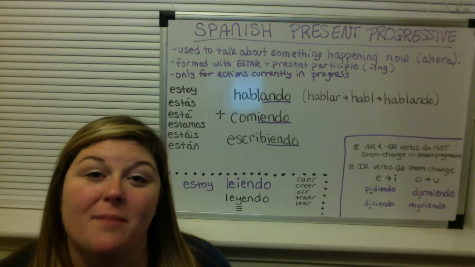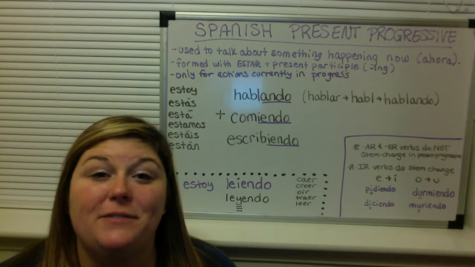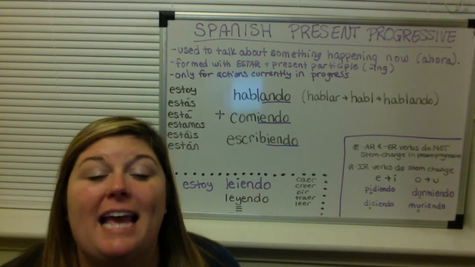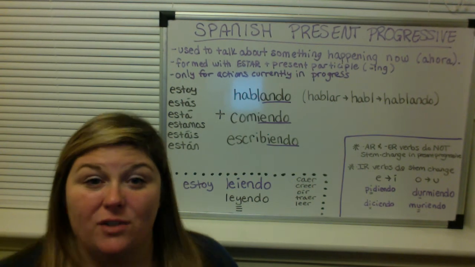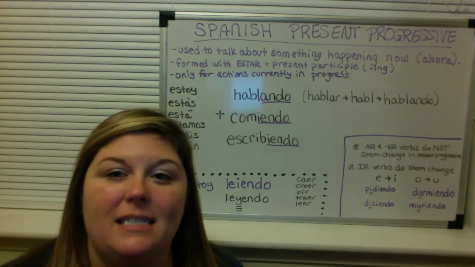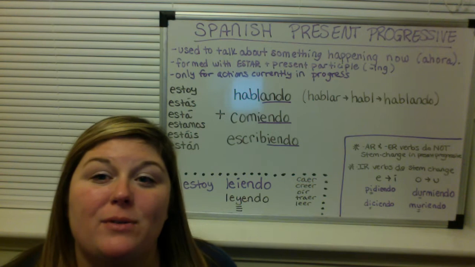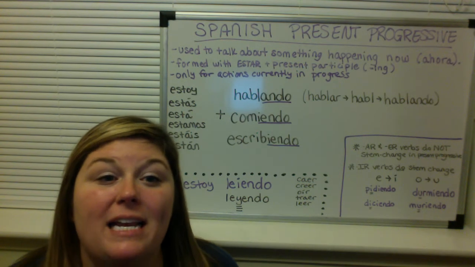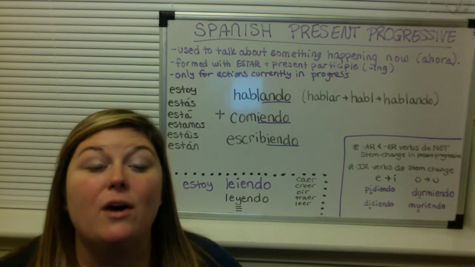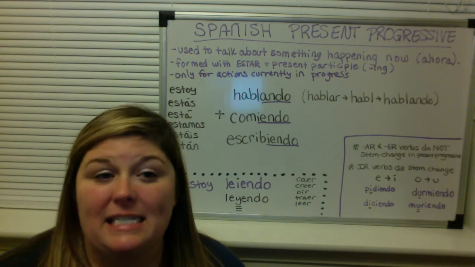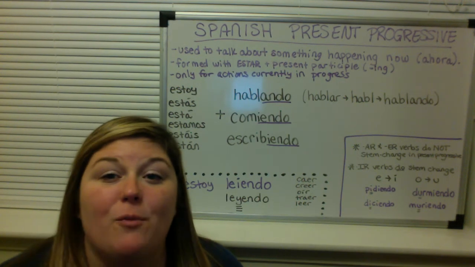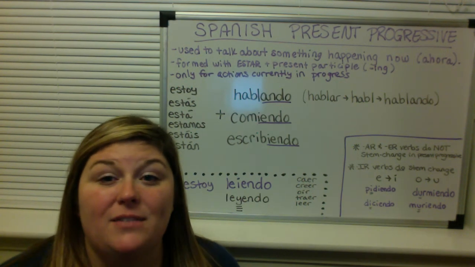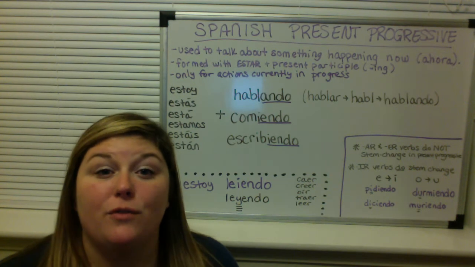Today we're going to talk about the present progressive tense in Spanish. The present progressive is also called the continuous tense. It's used to talk about something that is happening right now, at the present moment, while the speaker is saying the sentence. So we're going to form the present progressive tense by using two verbs.